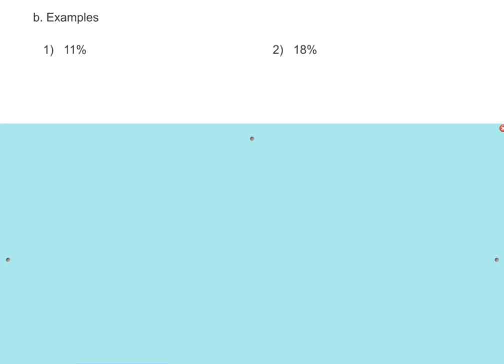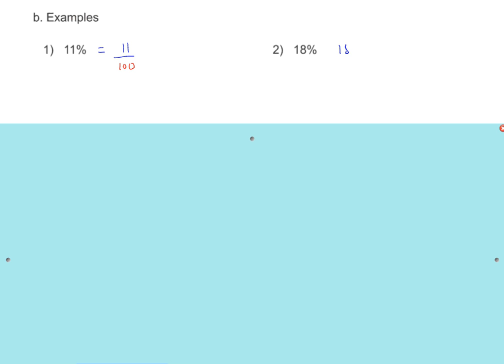Let's look at a couple examples here. So 11%. Take the 11, no percent symbol anymore, divided by 100. Look to reduce. Can you reduce an 11 over 100? The answer is no, and we're done.